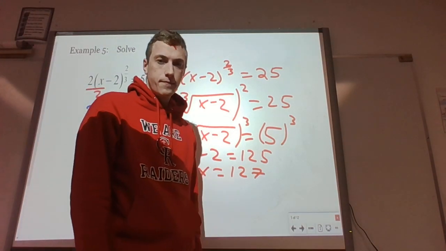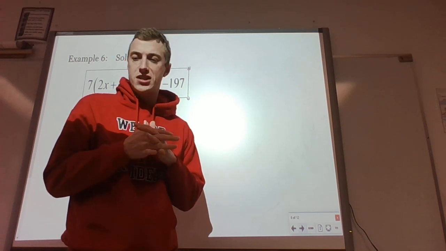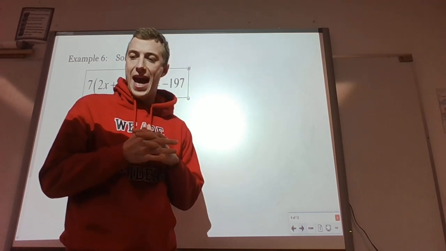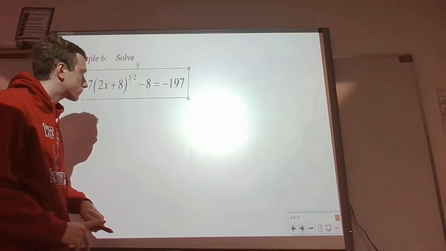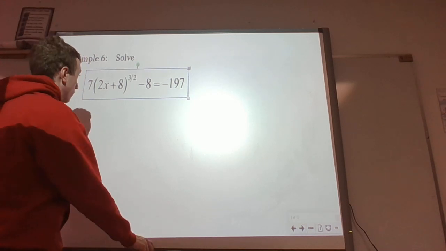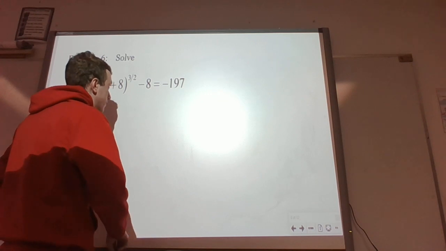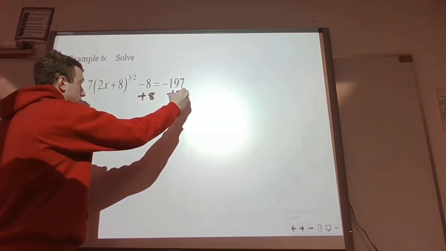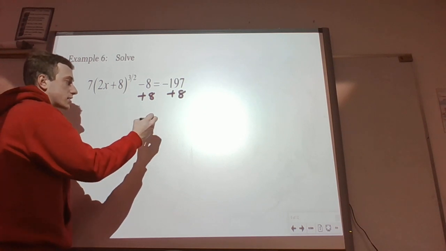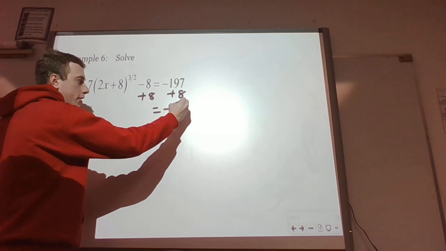All right. Let's just keep it going with the examples here. This time we're going to have to the 3/2 power. First thing we want to do, obviously, would be add 8 to both sides, which would give us negative 189.